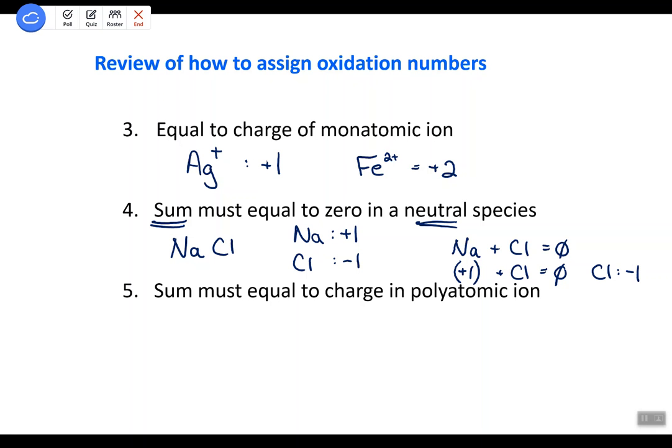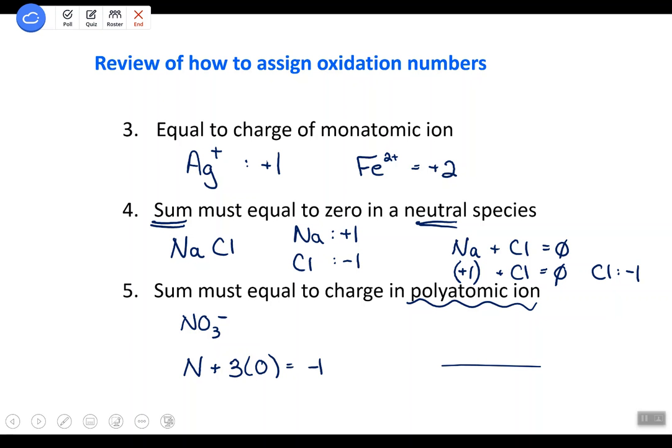The final rule is that if we're looking at a polyatomic ion, a bunch of atoms covalently bonded together with an overall charge, the sum of the oxidation numbers in that polyatomic ion must sum to the charge on that polyatomic ion. For example, we'll do this one. Nitrate, NO3 negative. The sum of the oxidation number of nitrogen plus 3 times the oxidation number of oxygen would equal -1. We'll just put oxygen in there.